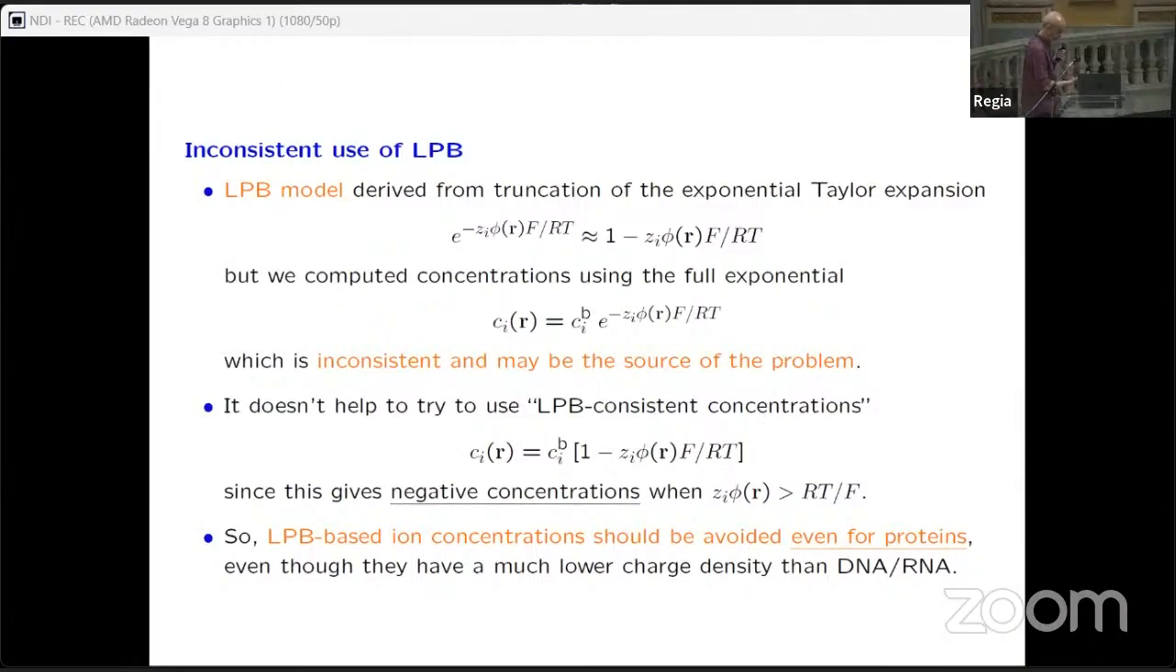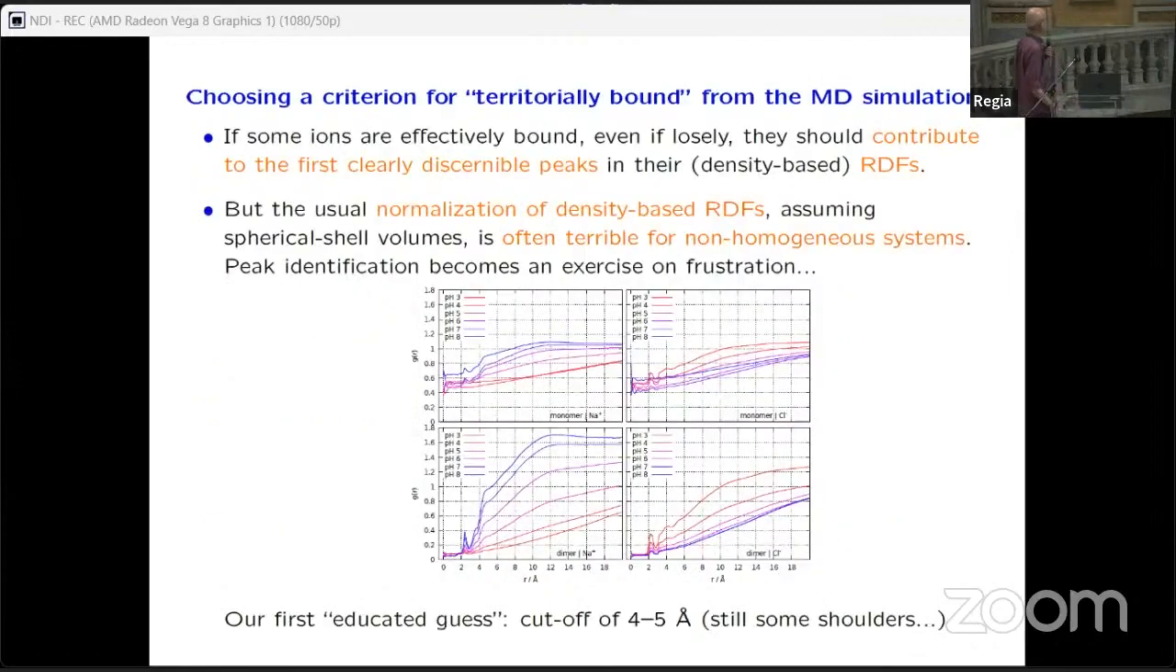For the actual interior of the protein, it will be a completely different thing. But here doesn't seem to be a really good idea. So, okay, but we still need some kind of criterion to decide what is a bound ion.